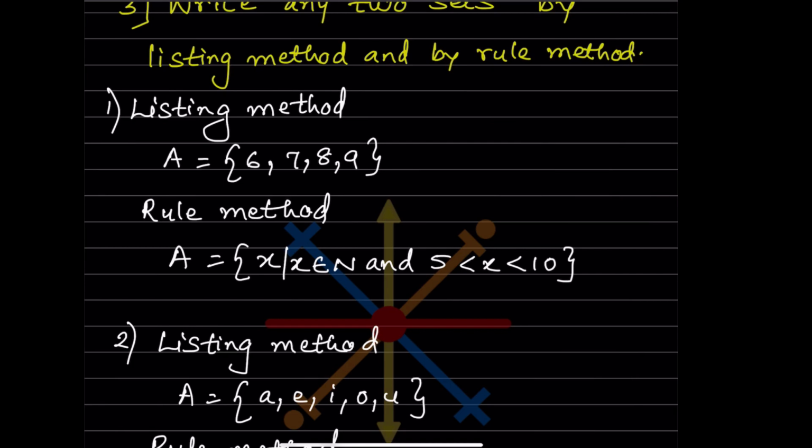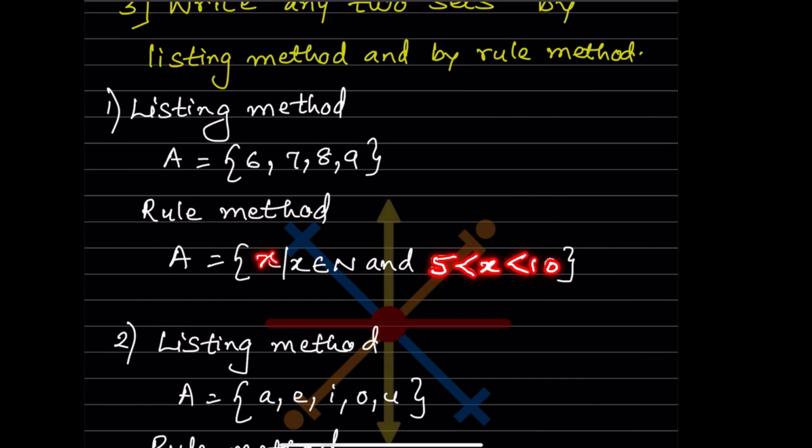For this listing method, suppose I'm writing A is equal to 6, 7, 8, 9. And the same thing if I'm writing in the rule method, the rule method will be A is, we can write the same thing, the set of all x, and these are the natural numbers, so we can write here N. Now can you see 6, 7, 8, 9? That says this is x, right? So when I write this x, I have to start with 5, and x is less than 10.